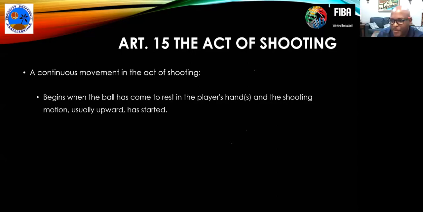Based on what he was just talking about, it's based on the judgment of the officials. If the foul caused the player to take just the extra step and release the ball, you can judge whether it's because of the foul. You can award the shot and one free throw, right? Because you say based on the judgment of the official.